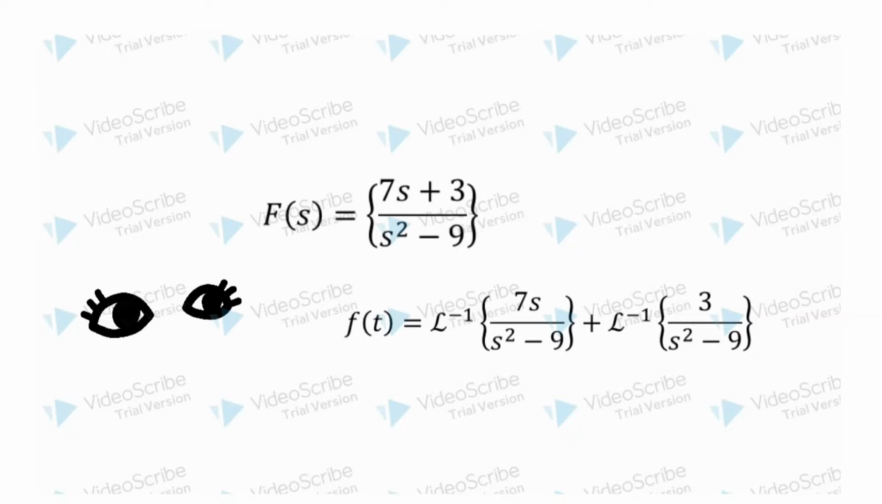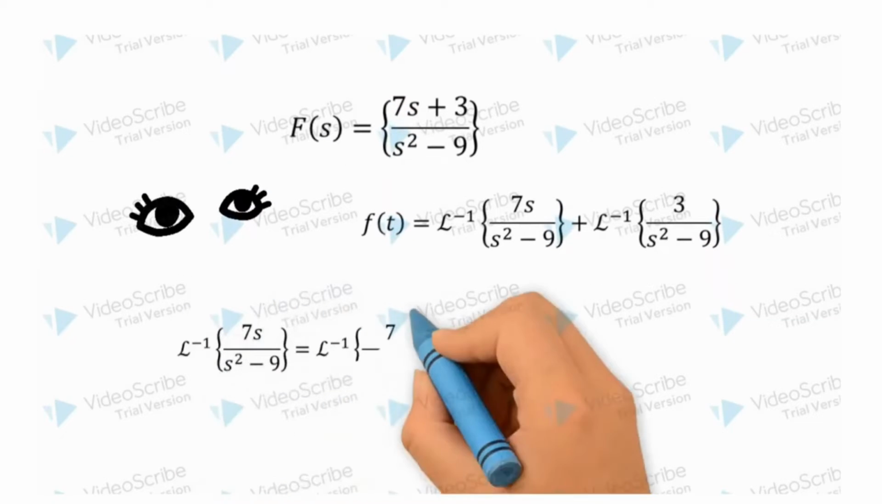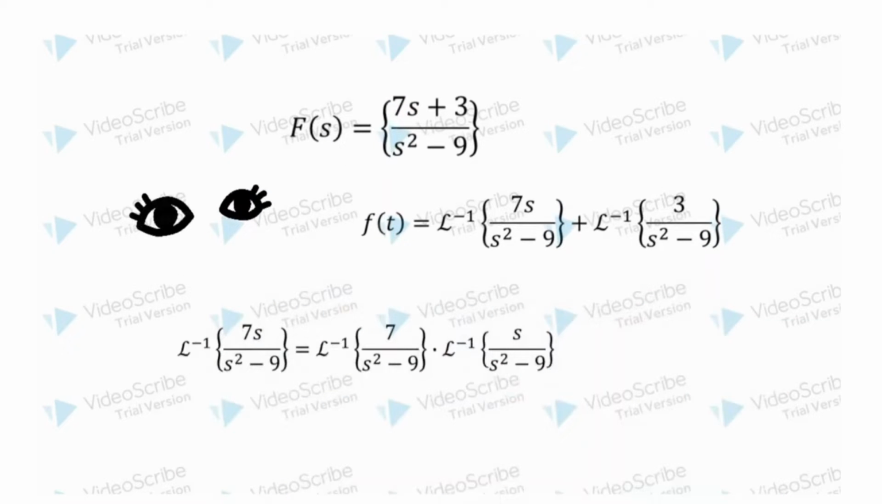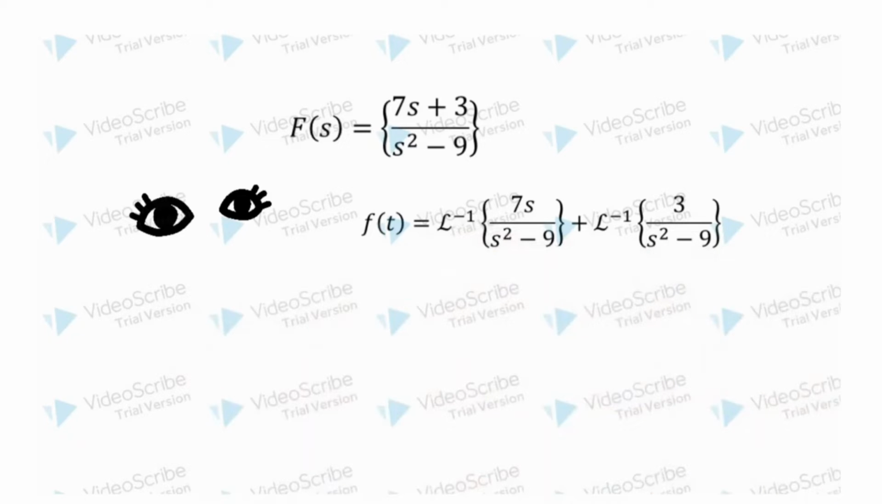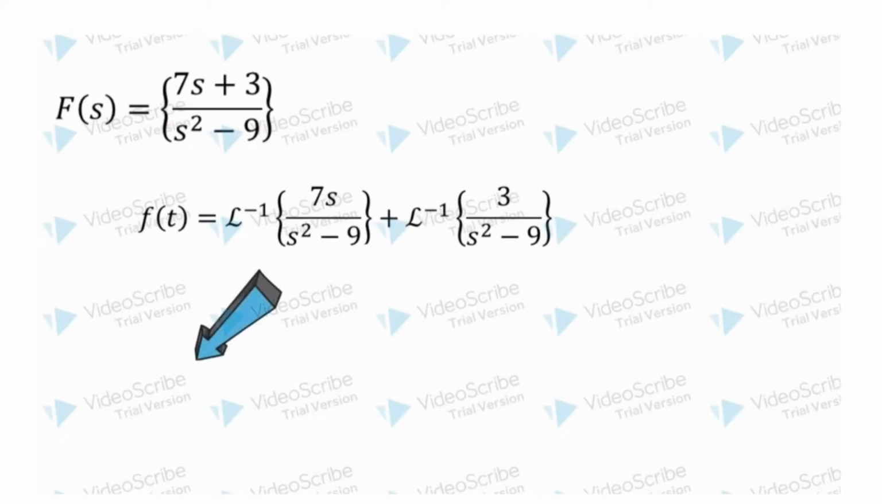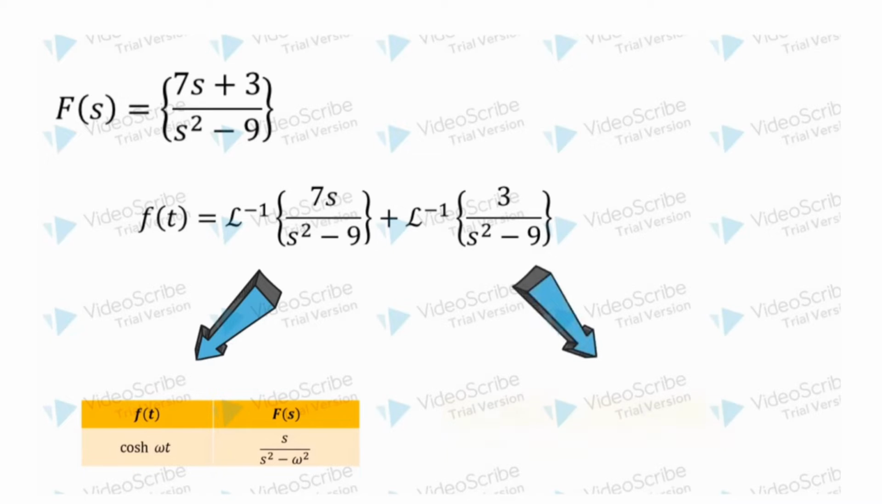If the equation is multiplication or division, we cannot separate it like we have done before, like this. This is absolutely wrong. So let's go back to our previous equation. When checked with the formula, this function matched with cos omega t, which is s over s squared plus omega squared, and the other one matched with sin omega t, which is omega over s squared plus omega squared.